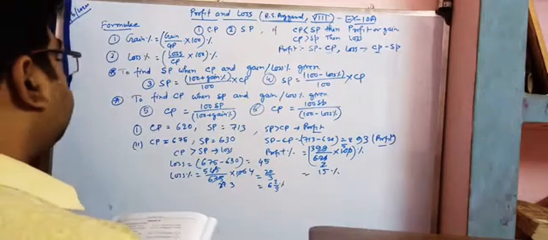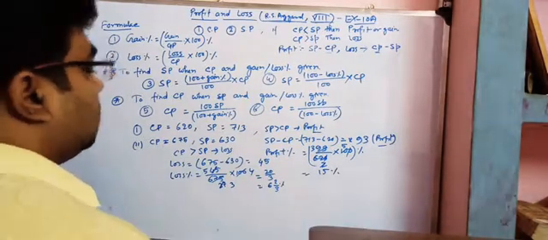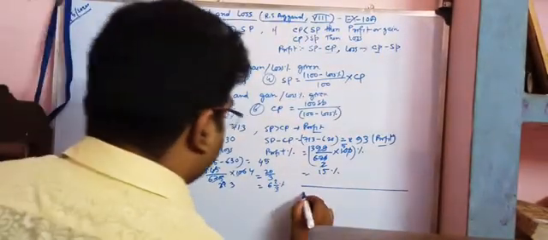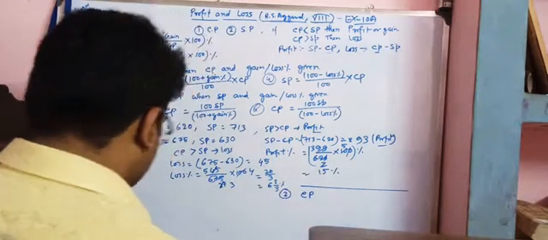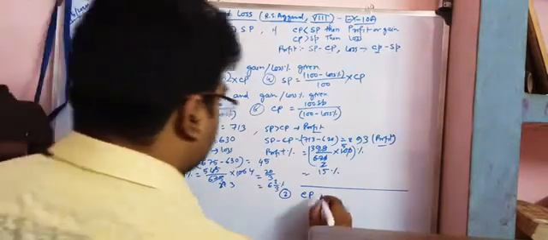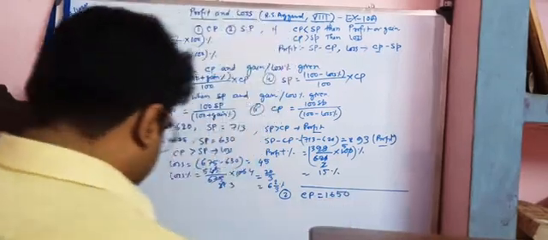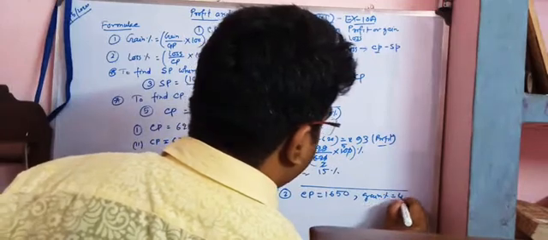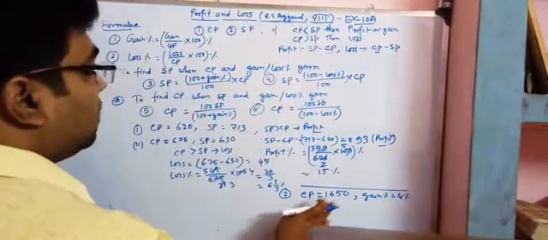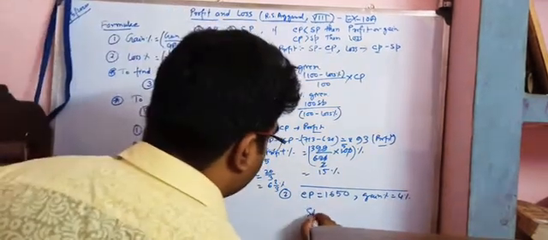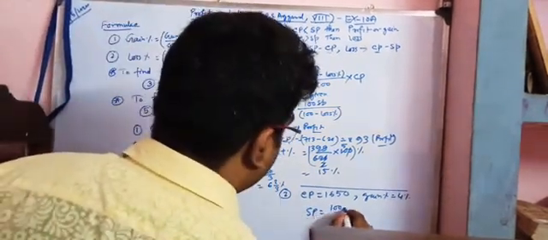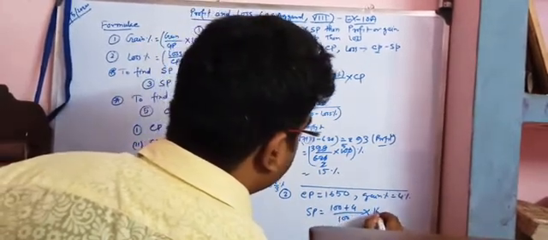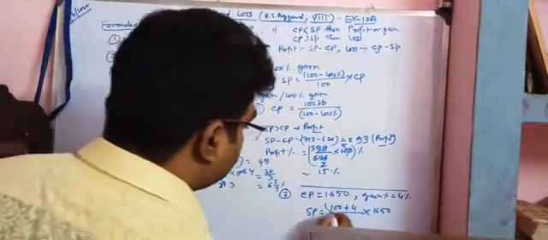Suppose here CP is given, question number 2 here. CP is 1650 and gain percent is equal to 4%. CP is rupees 1650. So my SP should be what? SP equals 100 plus gain percent by 100 into CP 1650. So that should be my calculation.